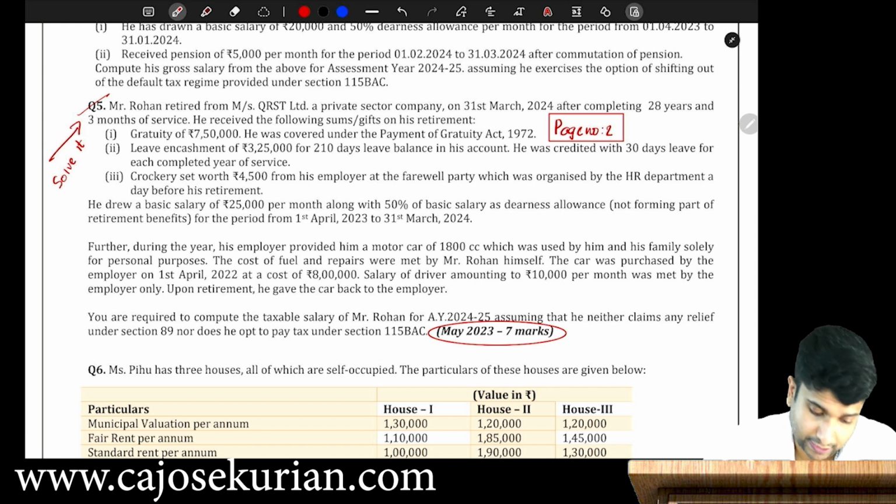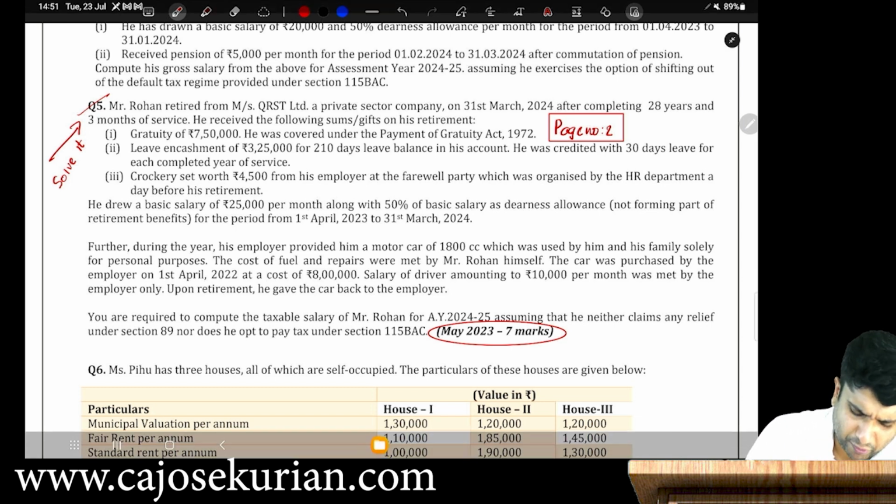During the year, his employer provided him with a motor car of 1800 cc, which was used by him and his family solely for personal purpose. The cost of fuel and repairs were met by Mr. Mohan himself, and the car was purchased by the employer on 1st April 2022 at a cost of 8 lakh. The salary of driver amounting to 10,000 per month was met by the employer only. Upon retirement, he gave the car back to the employer. You are required to compute the taxable salary assuming that he neither claims any relief nor opts for 115BAC. So let's compute it together.